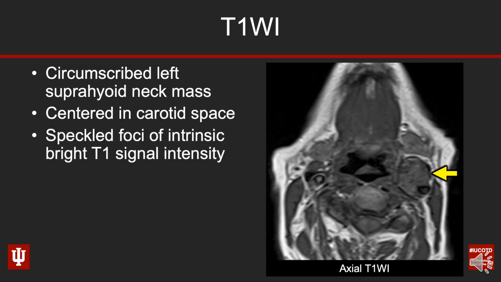So if you look carefully at this mass, you can see that it has some speckled foci of intrinsic bright T1 signal intensity. It's been referred to as the so-called salt, the T1 bright salt within these particular masses. It's a bit subtle, but you can see some areas of intrinsic bright T1 signal intensity where these arrows are pointing. Now I will say that this is a finding that when you see it, great, but you don't always find this. In fact, it's probably a minority of patients that have nice T1 bright salt.